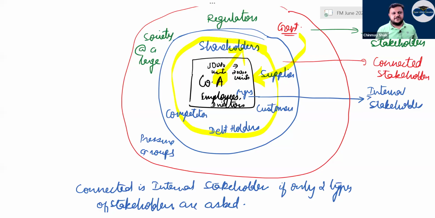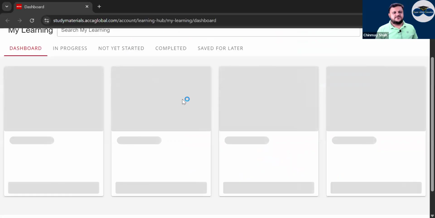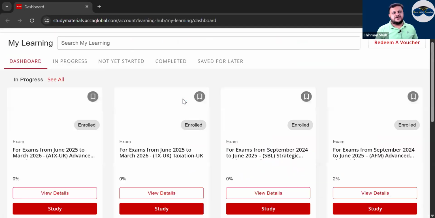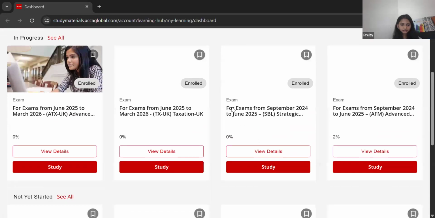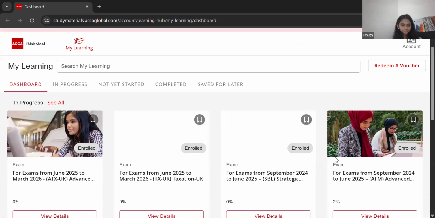Study Hub. Wait, sharing the screen. Is it visible to you? Study material, this Study Hub screen. Yes, sir. Hey there. Where is FM?